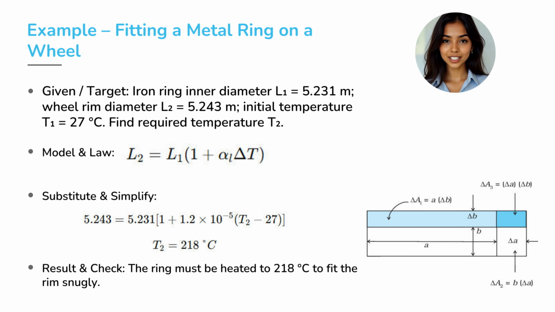As shown in the diagram, the expanded ring is placed over the wheel while hot, and as it cools, it contracts and grips the wheel firmly, no bolts or glue needed. This is the same principle used in railway engineering to mount steel tires onto train wheels. Physics in action, quite literally rolling down the tracks.